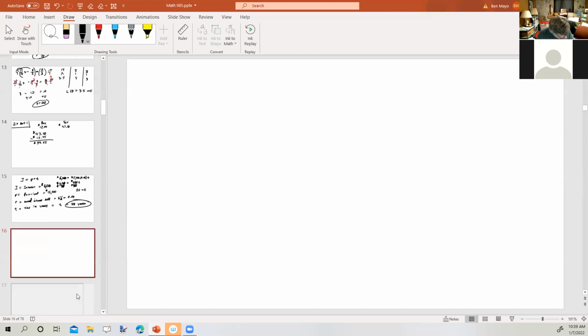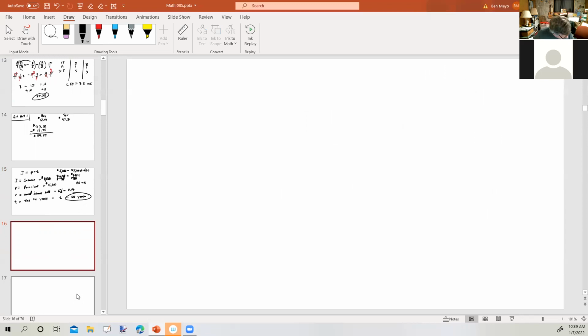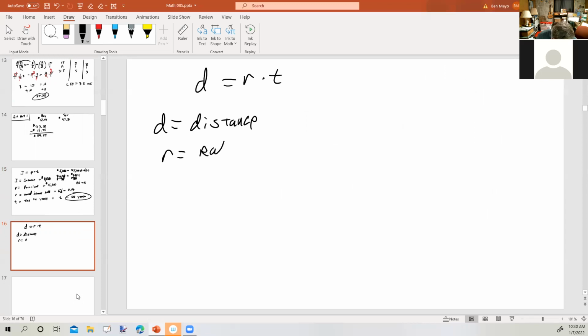Okay. Here's another one. It says air travel. An airplane flew from Chicago to San Francisco in 3.75 hours. If the cities are 1,950 miles apart, what was the average speed of the plane? So this is distance equals rate times time. Again, D is distance, R is rate or speed, and T is time.